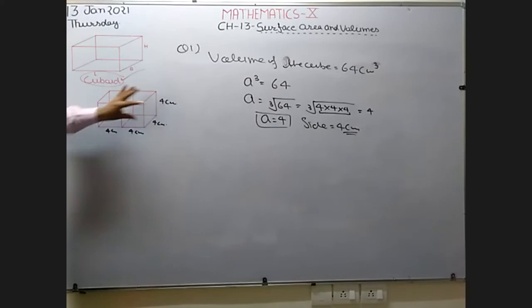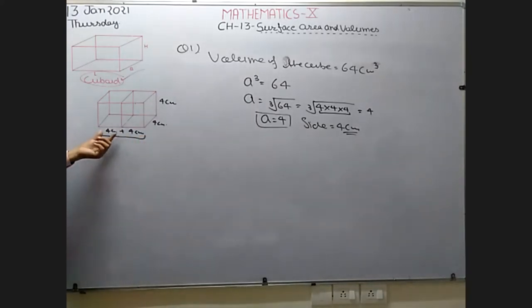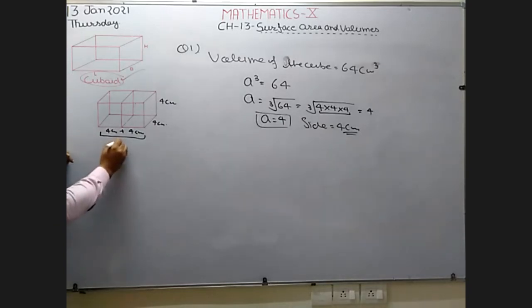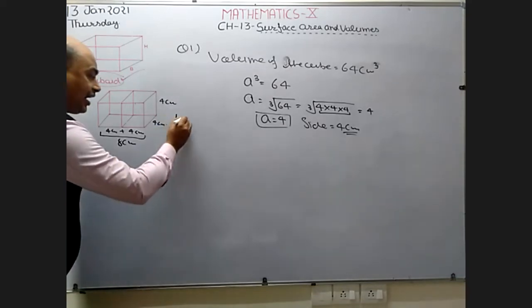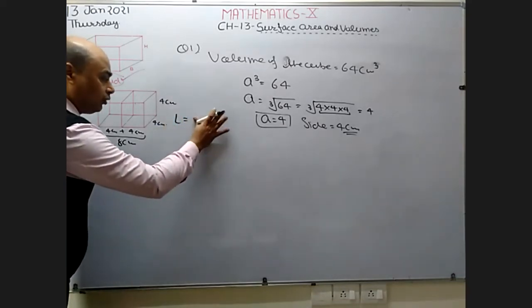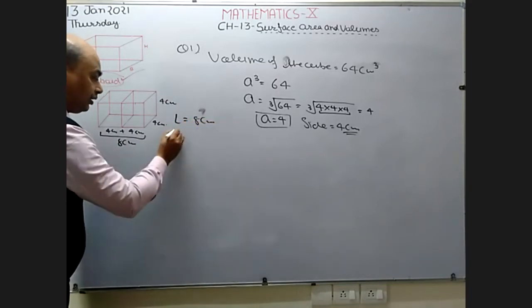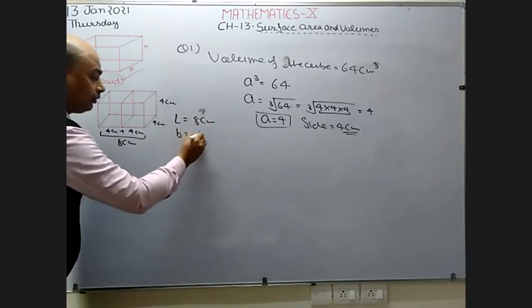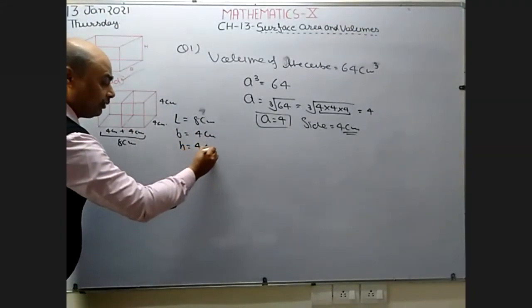Breadth is going to remain same. But length is going to be changed. So length becomes 4 plus 4, 8 centimeter. So length of this cuboid becomes 8 centimeter. Breadth becomes 4 centimeter. And height becomes 4 centimeter. So right here, length of cuboid becomes 4 plus 4, 8 centimeter. Breadth is going to remain 4 centimeter and height of this cuboid is going to remain 4 centimeter.